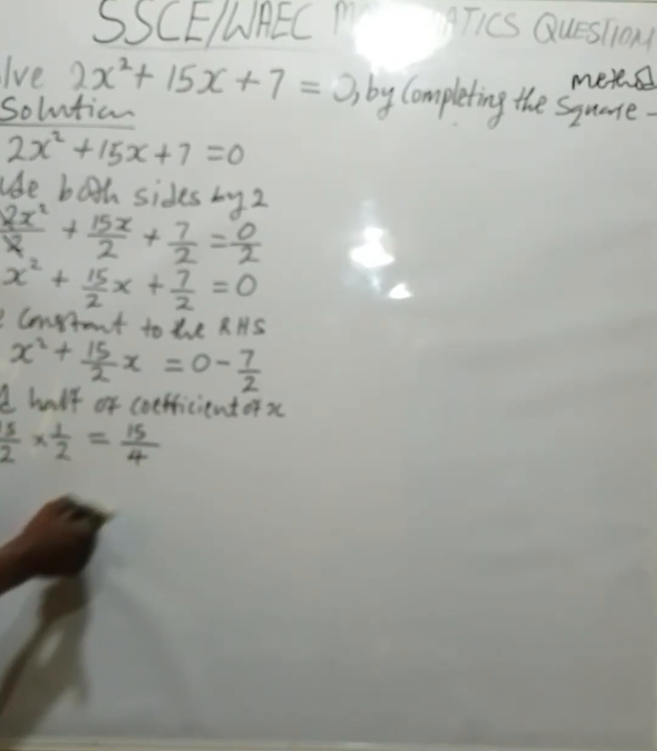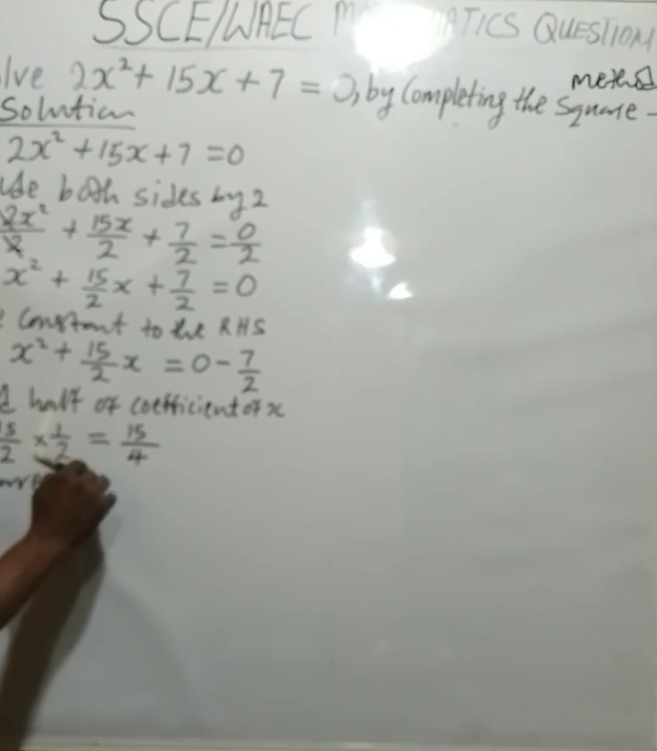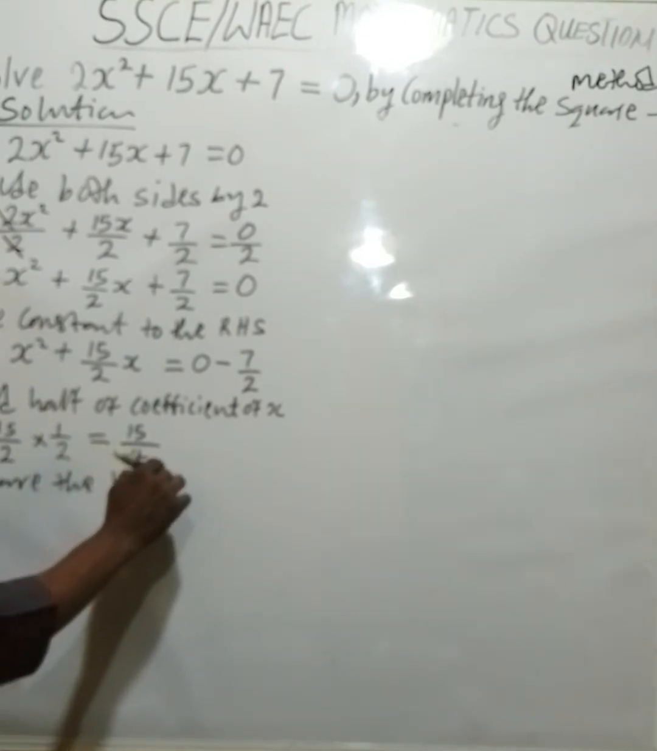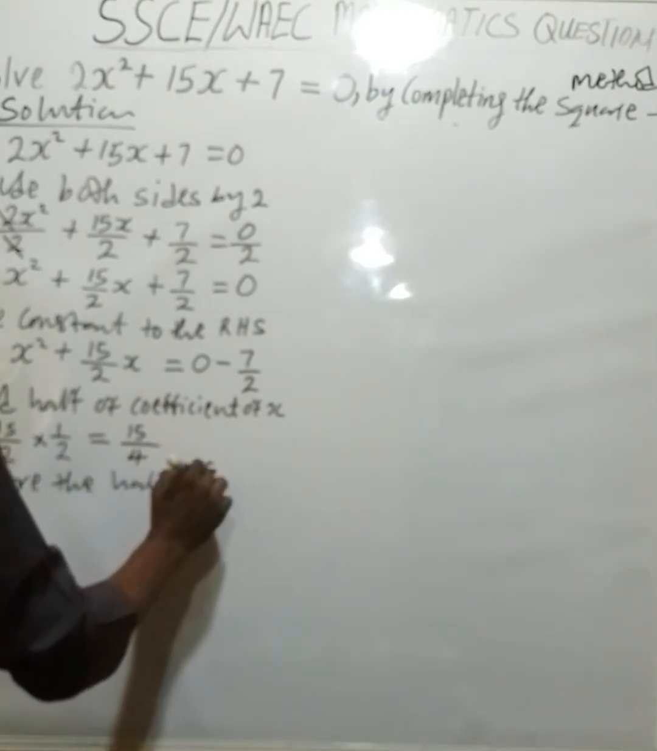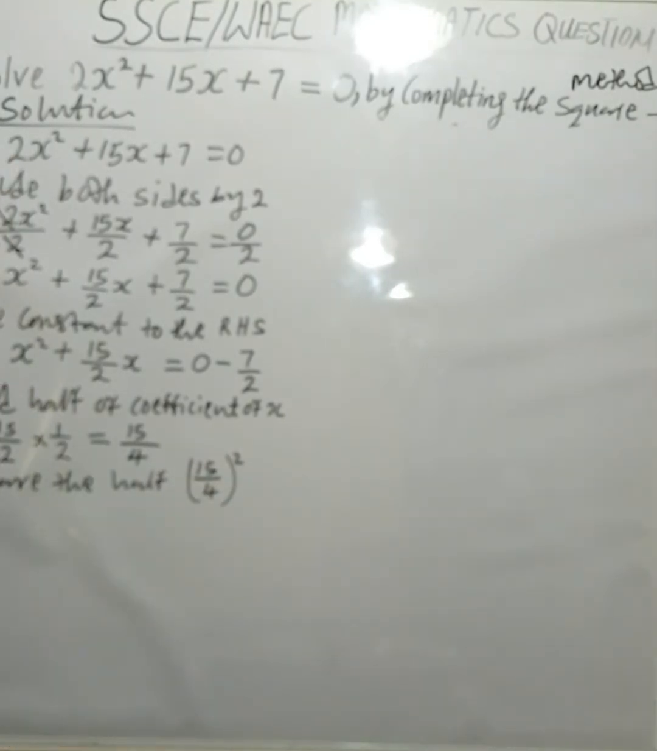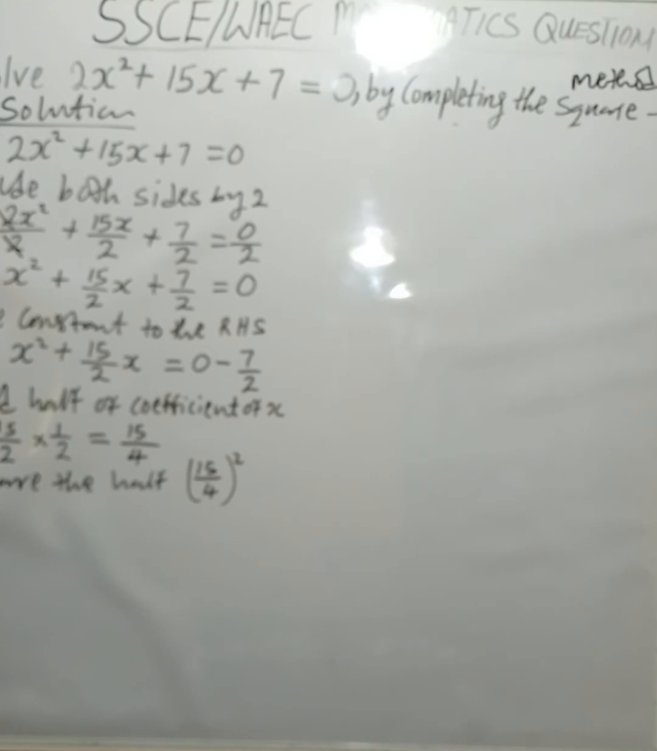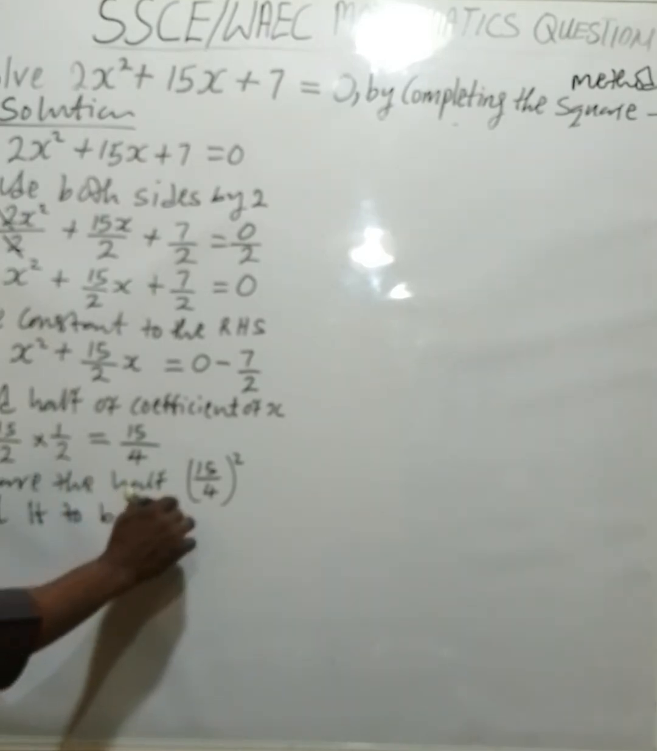So once we now have it like this, the next thing we are going to do is we will now square the what? The half. So it will now be 15 over 4 raised to power 2. That's the square now. After this square, the next thing we are going to do is we will now add it to both sides.